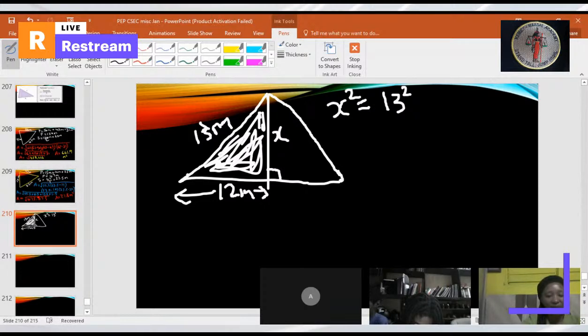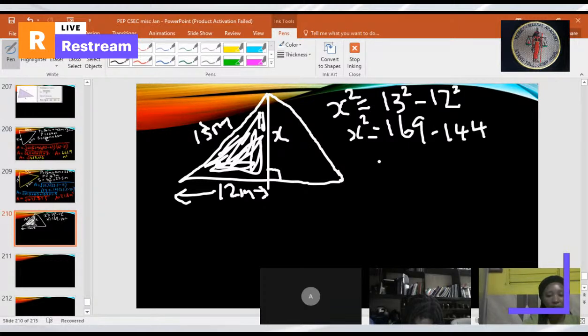I have the hypotenuse. I want one of the short sides. I'm to subtract, not add. Yes, miss, so minus 12 meters squared. So x squared equals 169 minus 144. And then you're going to subtract, which is what? That is 25.